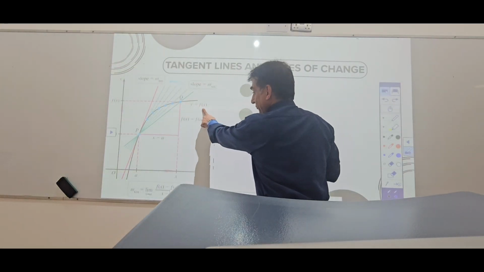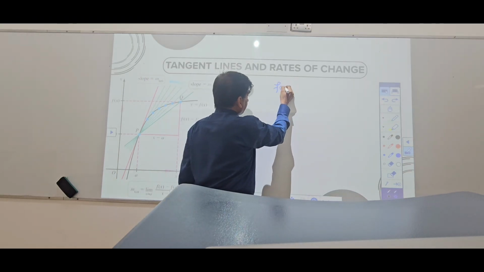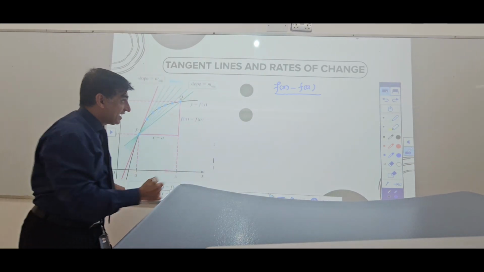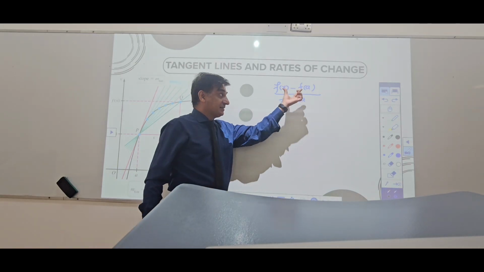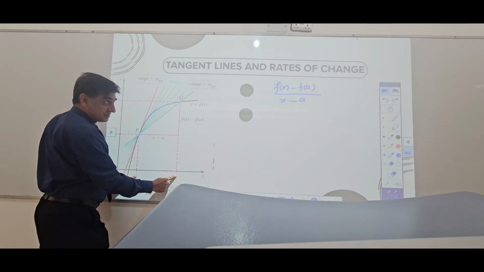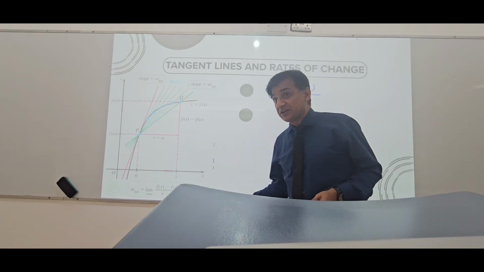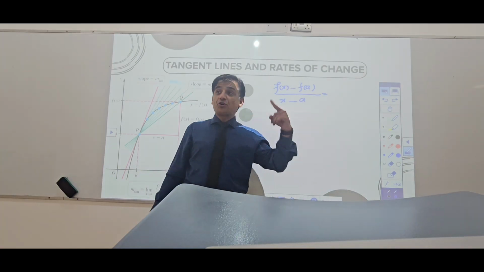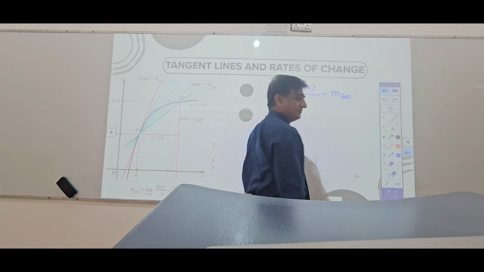So this is f of x, this is f of a here, right? So the change in y, f of x minus f of a, right? Divided by the corresponding values of x, x and a. The change in y divided by the change in x. What do you think? Is it going to be the average rate of change or the instantaneous rate of change? You're right, it's going to be average rate of change, and average rate of change corresponds to what? Correct, the slope of the secant line.